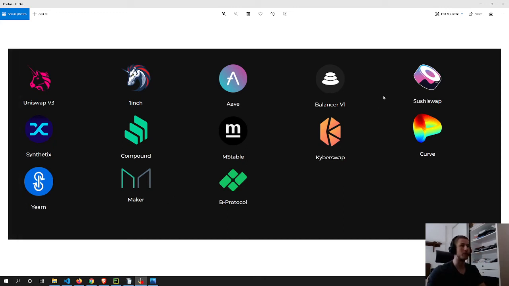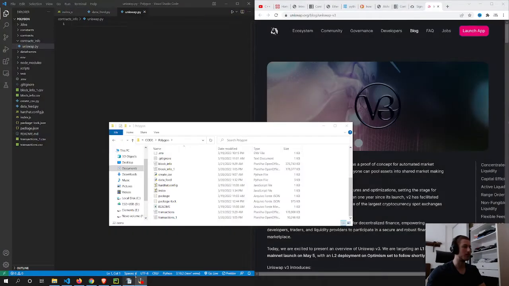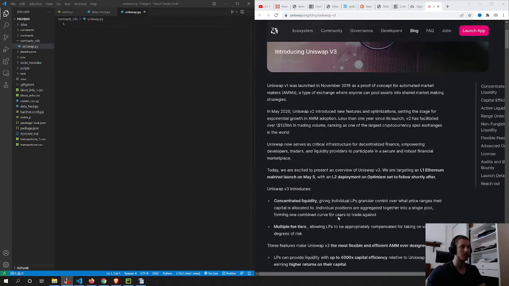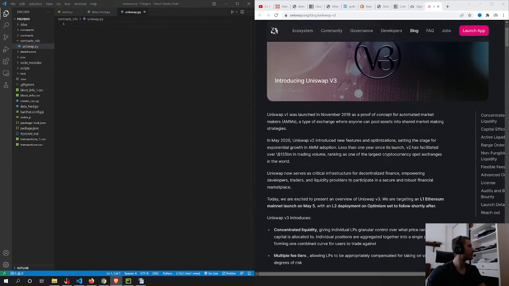So today I'm going to be studying Uniswap v3 and I'm going to outro this list here. It's probably going to take me a few hours, if not a couple of days, to study each one in depth. And I'm going to be writing down the functions that I think are relevant for each one in this file.